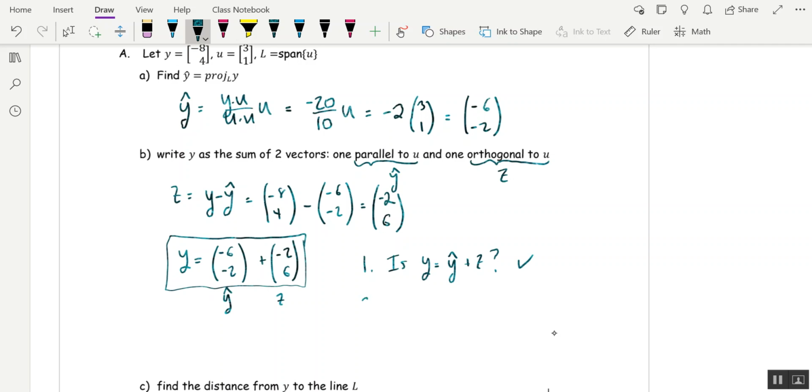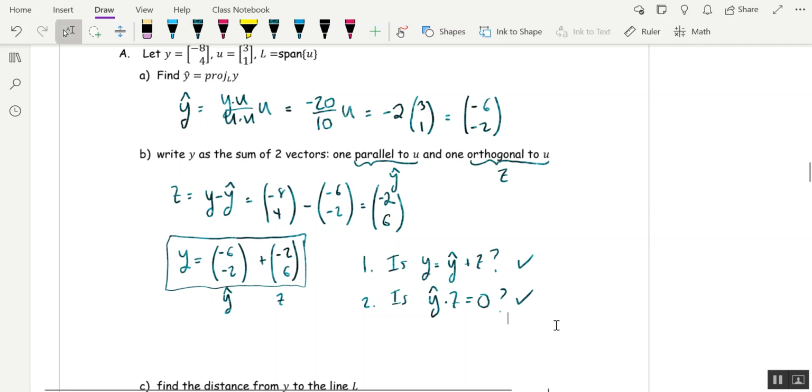The other safety check is, is Y hat orthogonal to Z? So is Y hat dot Z equal to 0? So let's just dot. We get 12 minus 12, that's 0, so that's a check. So we did that correctly because this decomposition is unique.